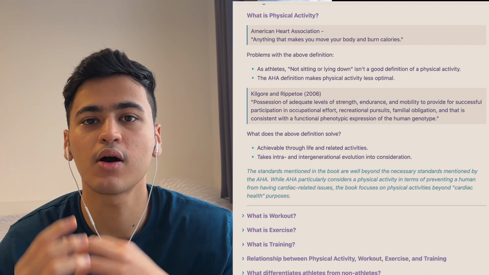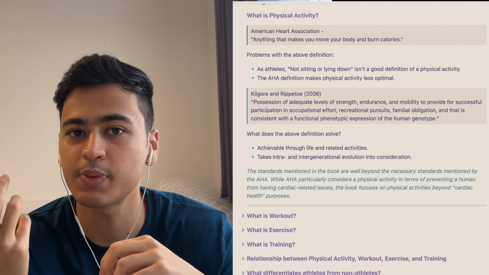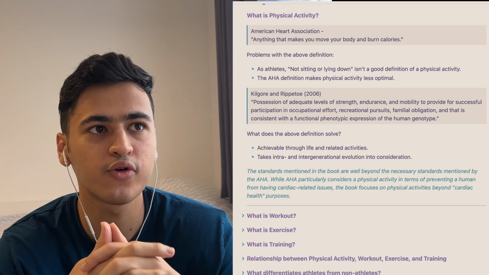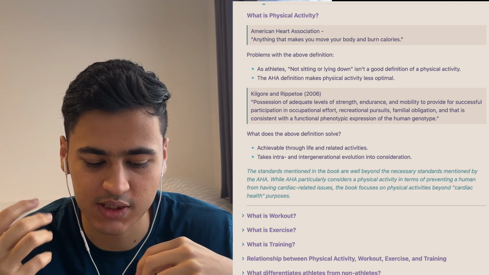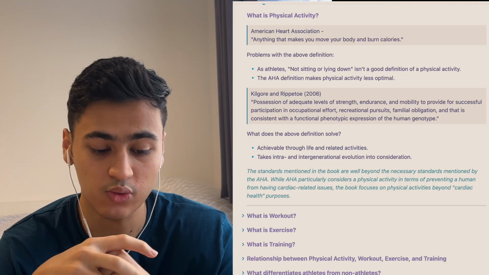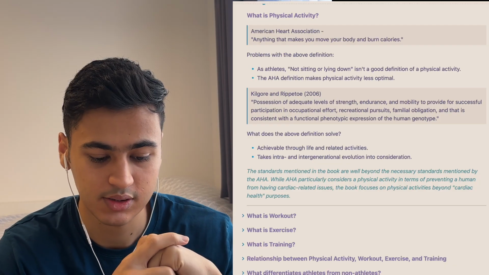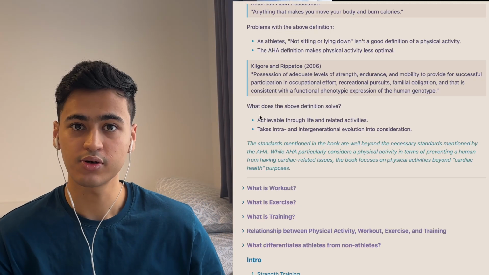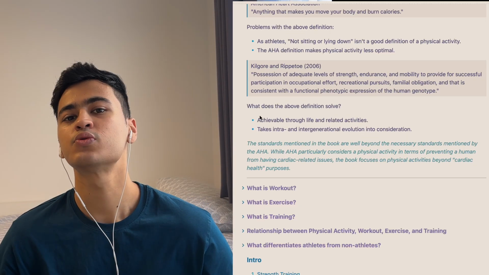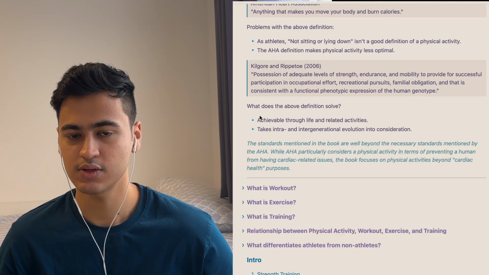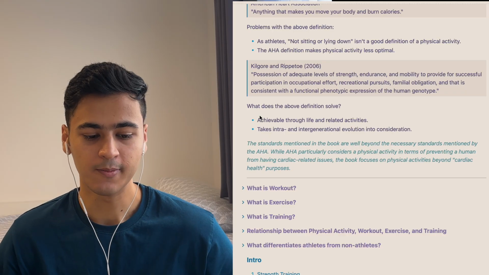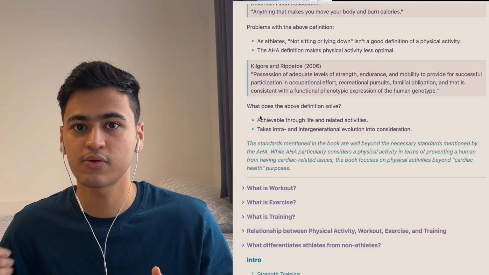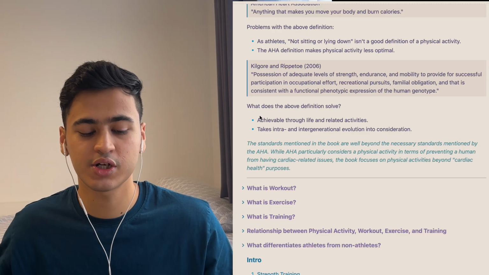Now, how is this definition better than the previous definition given by the American Heart Association? Firstly, this definition is more specific. This is achievable through life and related activities. It takes intra and intergenerational evolution into consideration. Now, we as human beings evolve continuously, we change continuously. So we change in our life and through the generations we change from one generation to another.